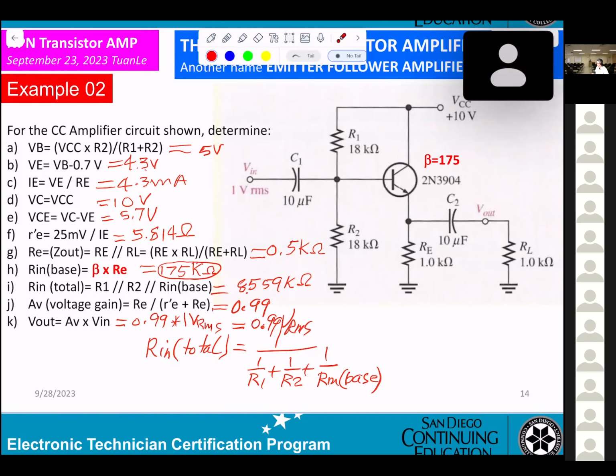Yeah, I checked it, Mr. Pham. I agree with you. The AV is basically 0.99.